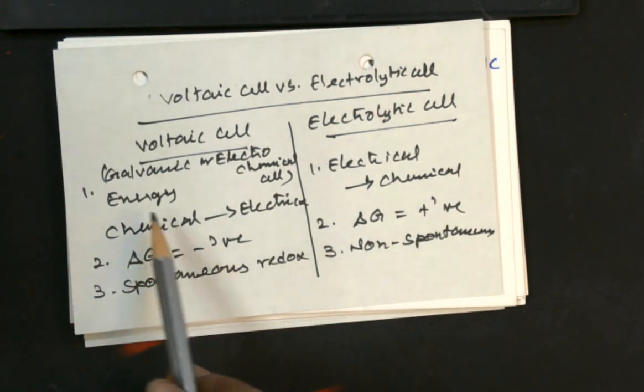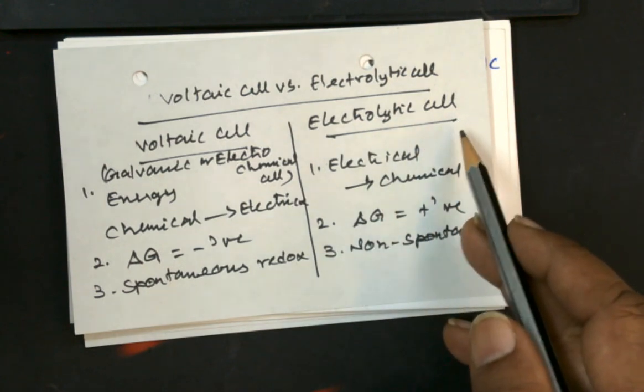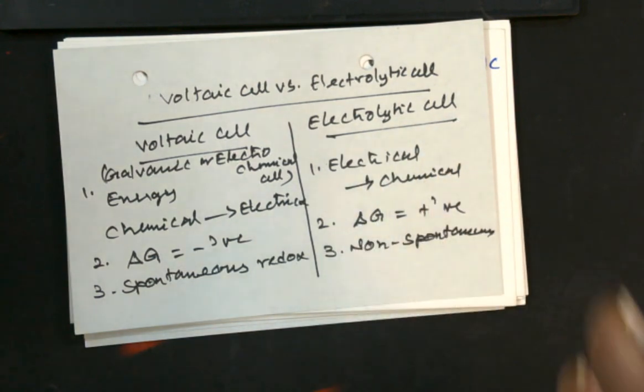In the electrochemical cell, chemical energy is converted into electrical energy, whereas in the electrolytic cell, electrical energy is converted into chemical energy. Then delta G is minus, that is a negative value. What is delta G?